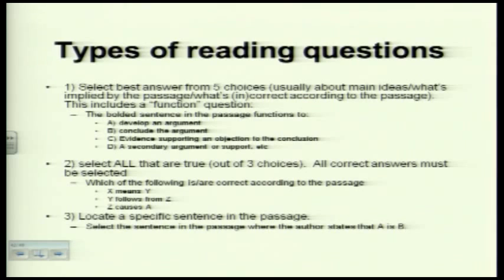And the third type of question is for you to locate a specific sentence in the passage. Okay? So you have to use the mouse to click on the proper statement that corresponds to the question. For example, you'll be asked to select the sentence in the passage where the author states that A is B. So you have to use your mouse to click on the sentence that means A is B, for example. Okay?